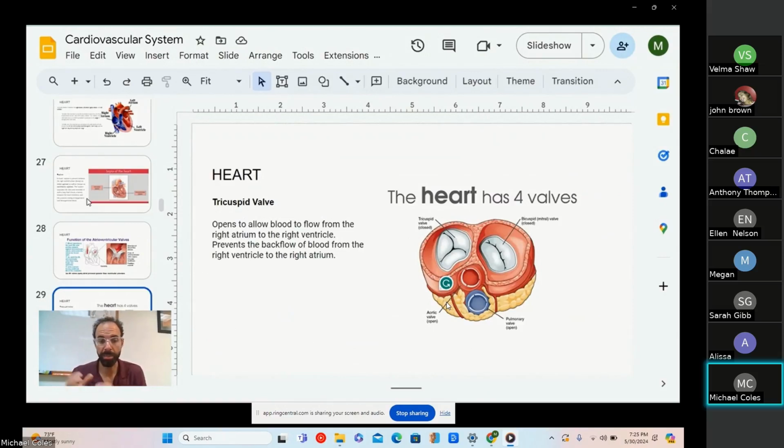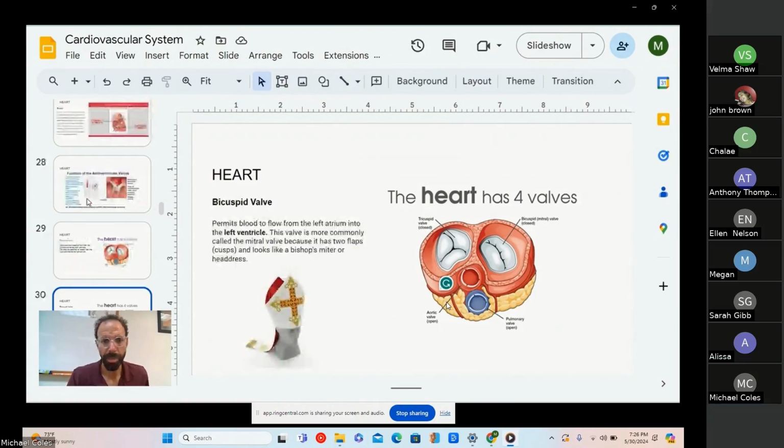And then you have bicuspid because you want it to come in slower, because the lungs have to do their job to give oxygen to the blood. So you want more time for that to actually bring in oxygen-rich blood into the heart. The bicuspid valve is mimicked after a mitre hat or a bishop's hat, because it has, as you can see on top, those two flaps.